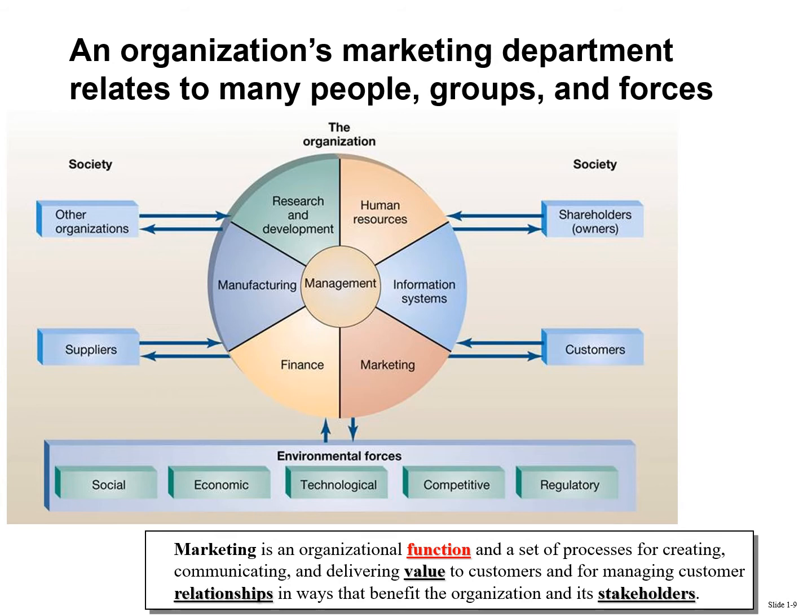Now, if you look at that big circle where it's written the organization, you have different departments in an organization, and in the middle, you have management. So there's a management of the whole organization, and in the organization, you have different departments like research and development, human resources, information systems, marketing, finance, manufacturing, and also management.